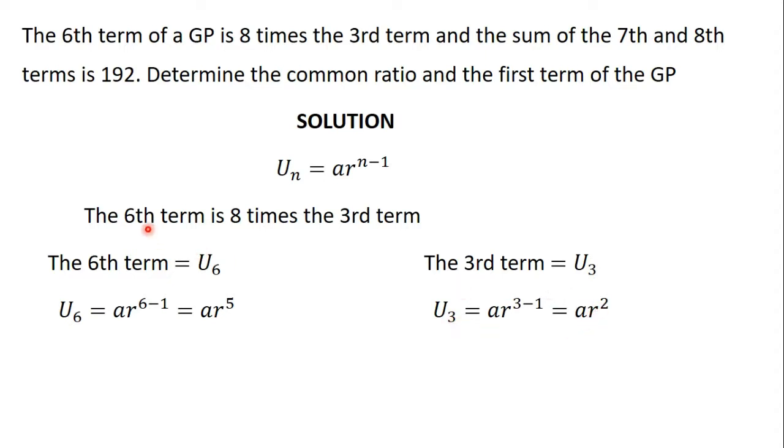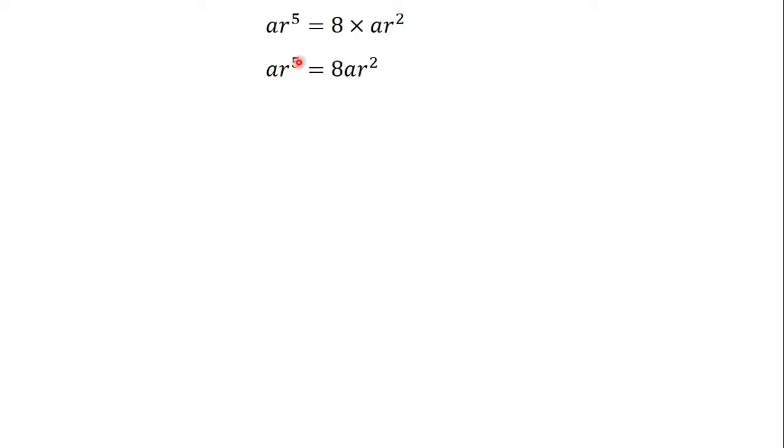But we know that the sixth term, that is U6, is 8 times the third term. So we can say that U6 is equal to 8 times U3. We have found U6 from the formula as ar^5, and we have found U3 from the formula as ar^2. So ar^5 is equal to 8 times ar^2. This is the same as ar^5 is equal to 8ar^2.